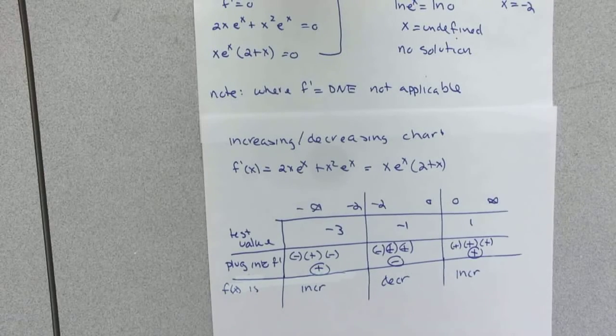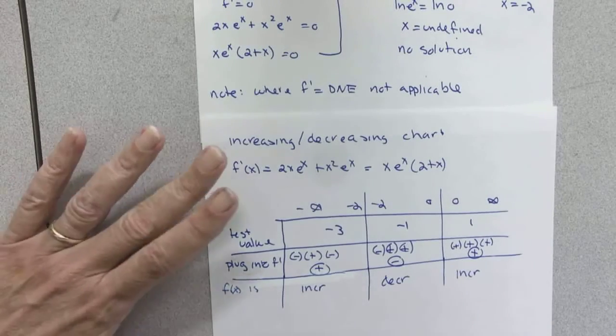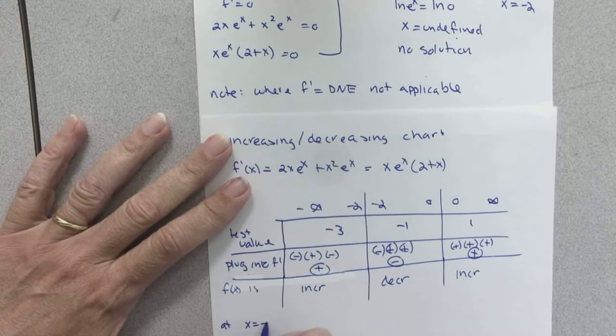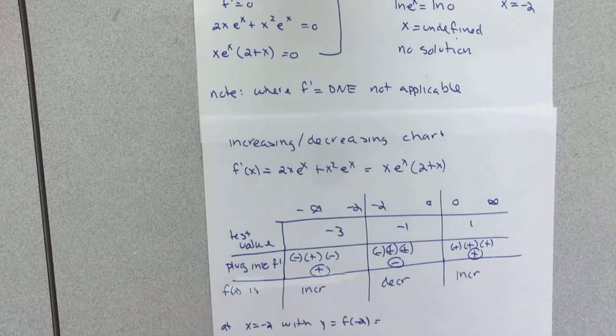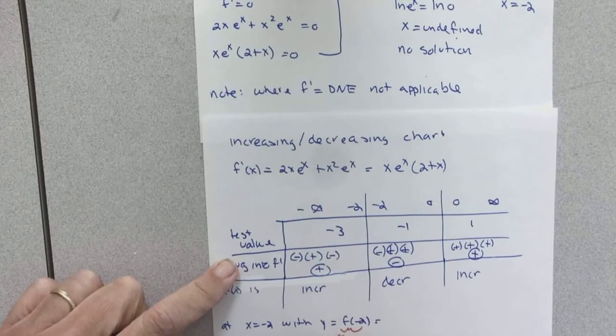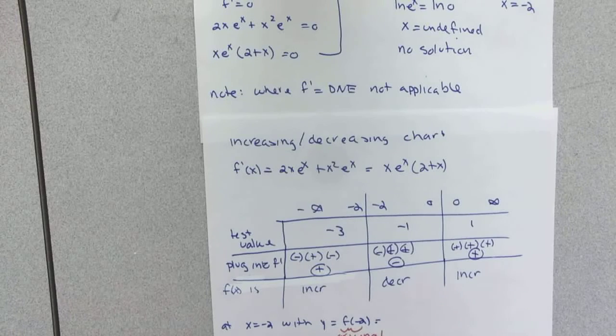Okay, on the previous video, we had just finished our increasing, decreasing. So now that I see where we're increasing and decreasing, I can talk about my local extremes. And so at x equal -2, with y equal f of -2, and remember, when you're finding y coordinates, it's always the original function. And so you can just trust me here, when we plug into the original function, you are going to get, and that's going to give me a couple moments to get my original function in here.